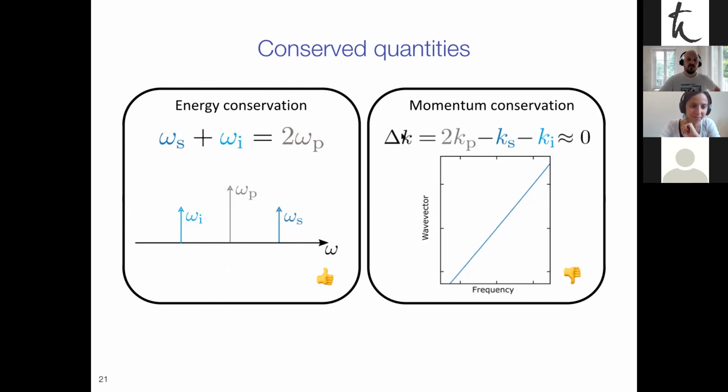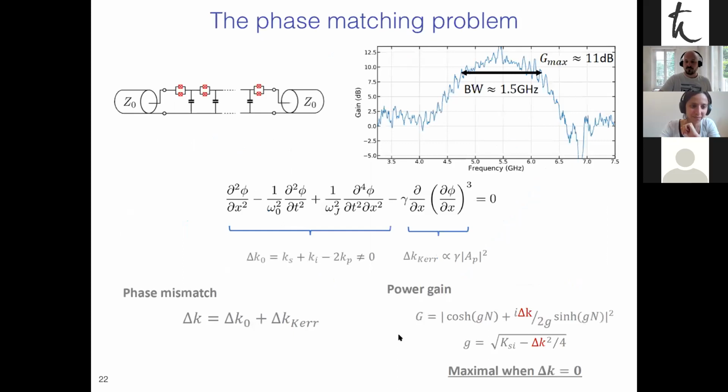So you have what we call the total phase matching, which is 2kp minus ks minus ki. You want to make this equal to 0, because if you don't fulfill momentum conservation, basically, you get a lower gain. And this is why we get only 10 dB of gain. So I will probably go a bit fast here, since my timing is running.